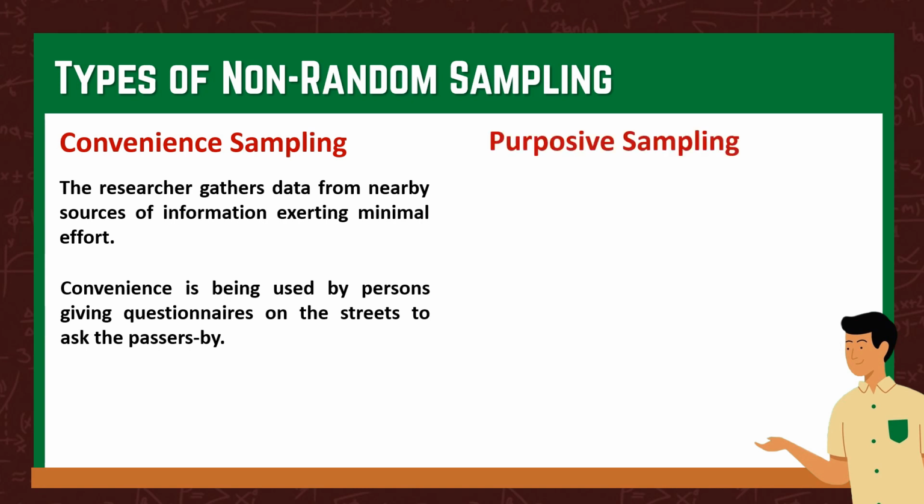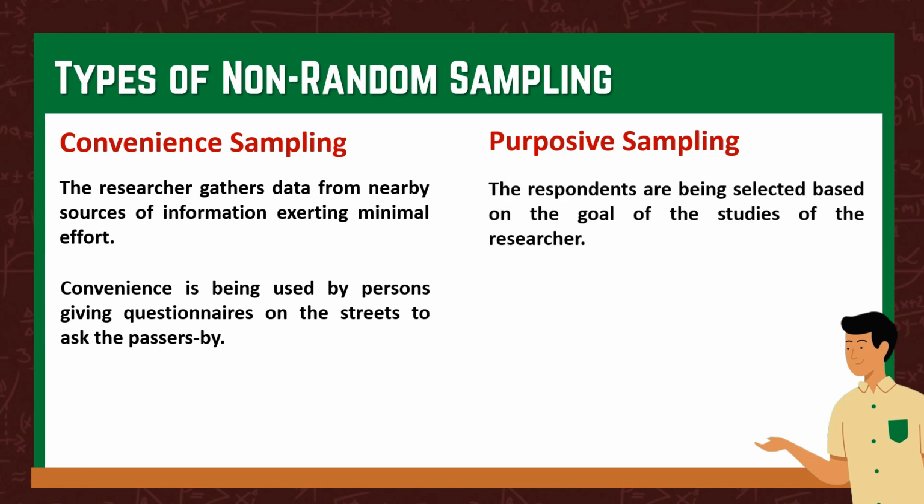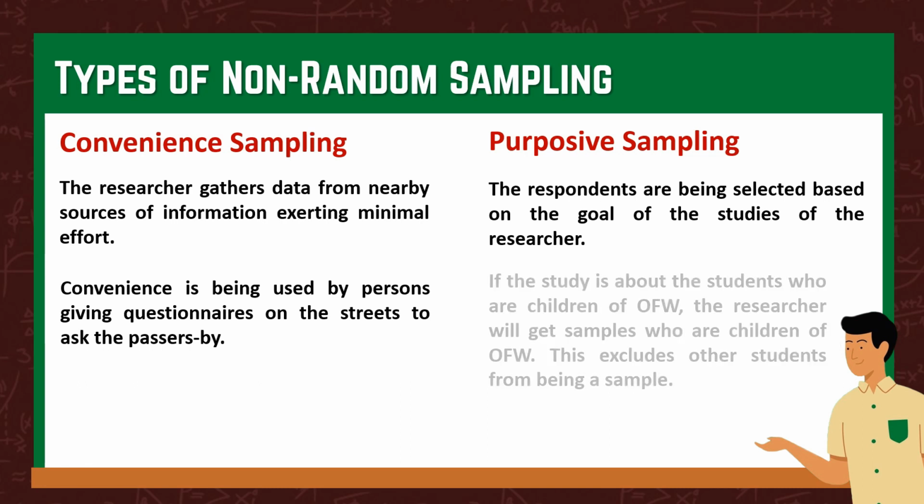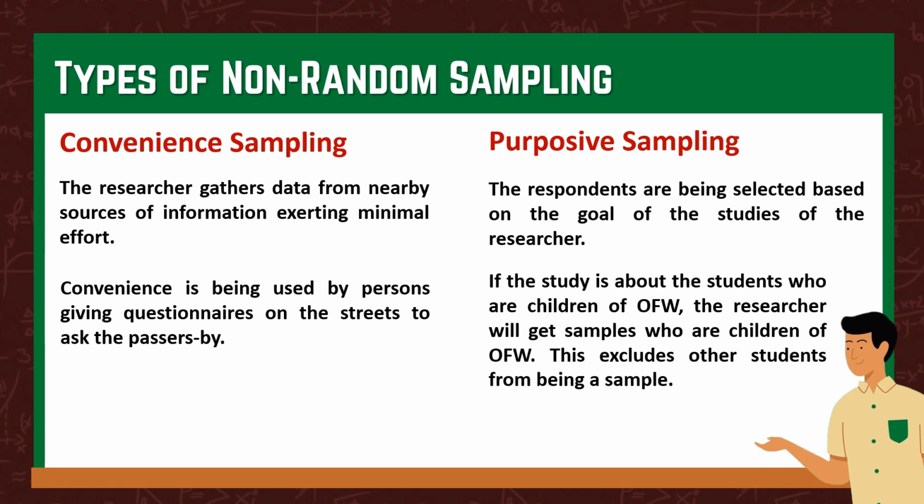Then, we have purposive sampling. In this technique, the respondents are being selected based on the goal of the studies of the researcher. For example, if the study is about the students who are children of OFW, the researcher will get samples who are children of OFW. This excludes other students from being a sample.